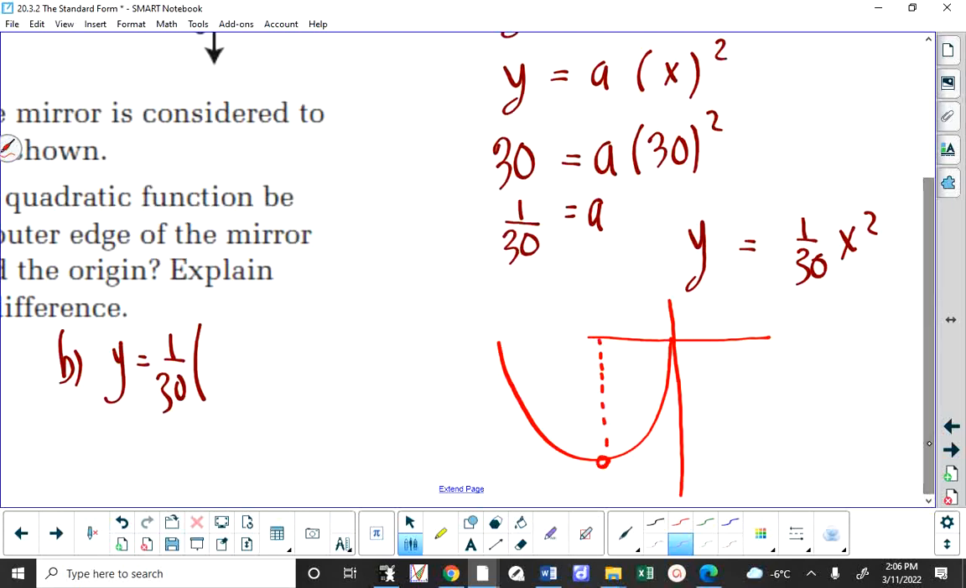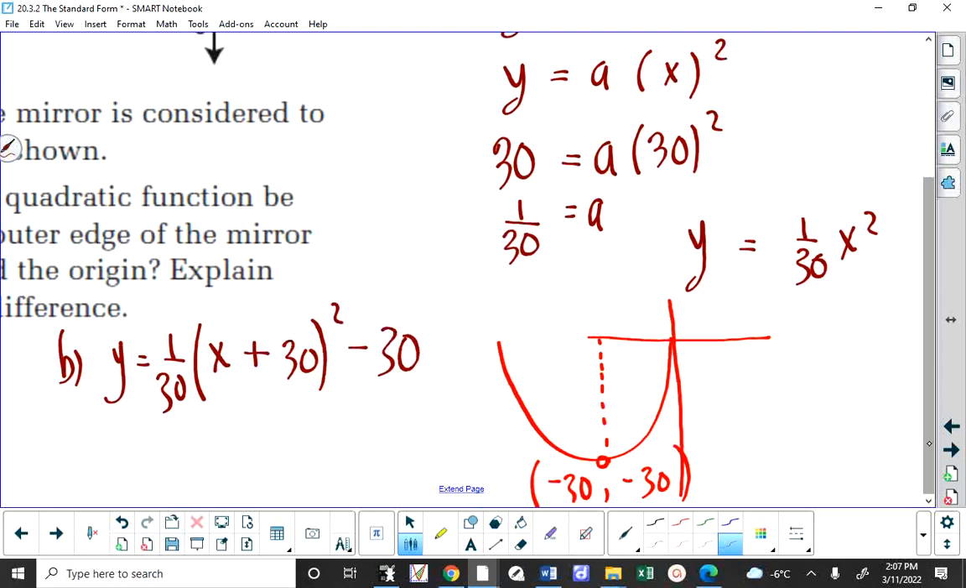Now, if that's the case, then the vertex will be at negative 30, negative 30, won't it? Because the vertex will be 30 to the left of the origin and it will be 30 below because it's a depth of 30. So we are then going to have x minus p, which is negative 30, and then squared minus q. Well, plus q, but q is negative. So that's the equation.